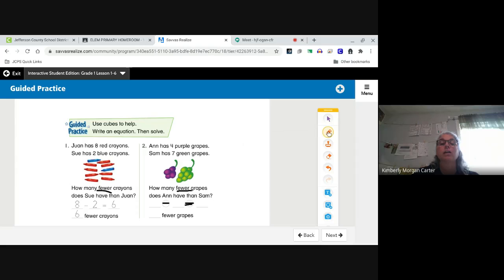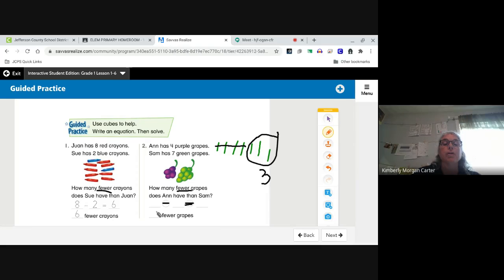So I'm going to draw 7 green grapes. 1, 2, 3, 4, 5, 6, 7. And I'm going to mark out 4 purple grapes. So I'm going to go ahead and use my red pen or my black marker, and I'm going to mark them out. 1, 2, 3, 4. So this is how many fewer grapes Anne has. Let's check. 1, 2, 3. So our sum or answer is going to be 3.